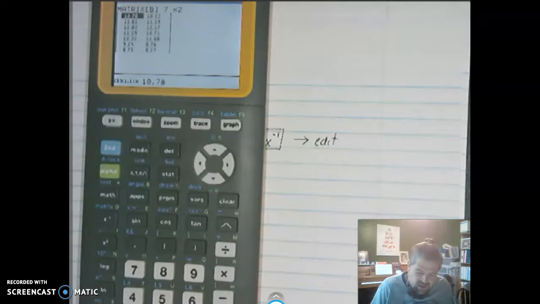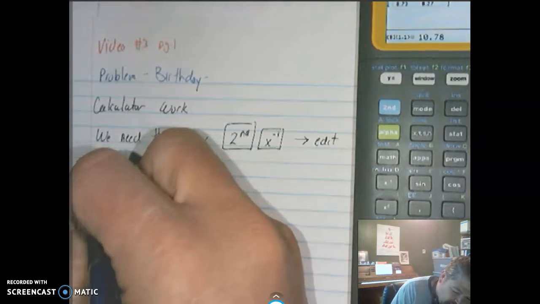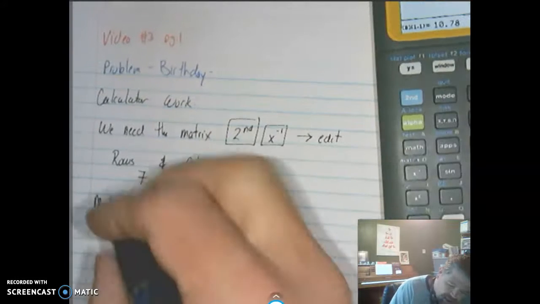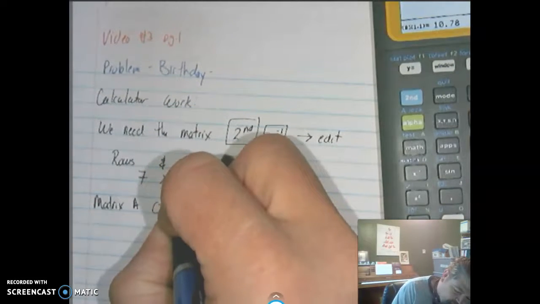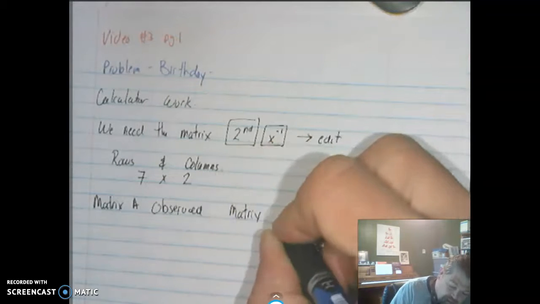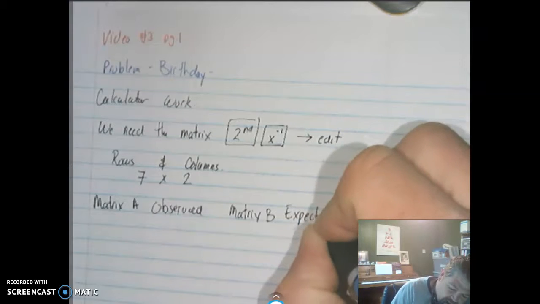data set into it. All right, so I'm going to write this down real quick so that we have it. So matrix A is my observed, and then matrix B is my expected counts.